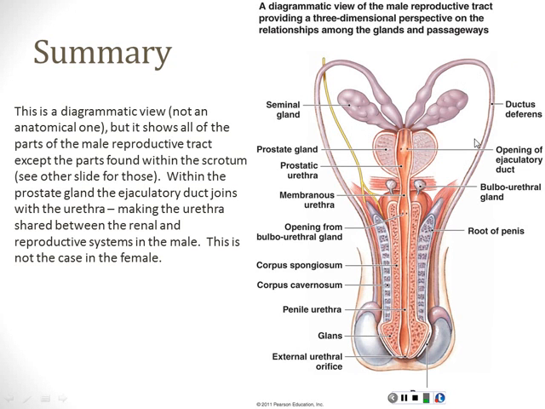The reverse is also true. If a male has a bladder infection or a urethral infection, then when the urethra is being used by the reproductive system, it can cause pain there too. So you just have to remember that the urethra in the male is a shared organ between the reproductive and urinary systems.